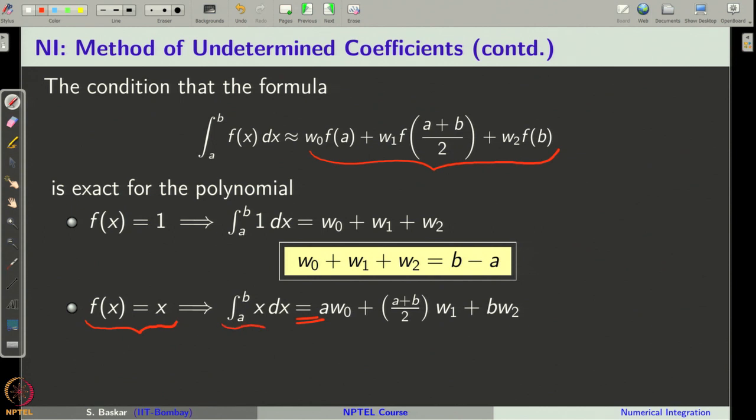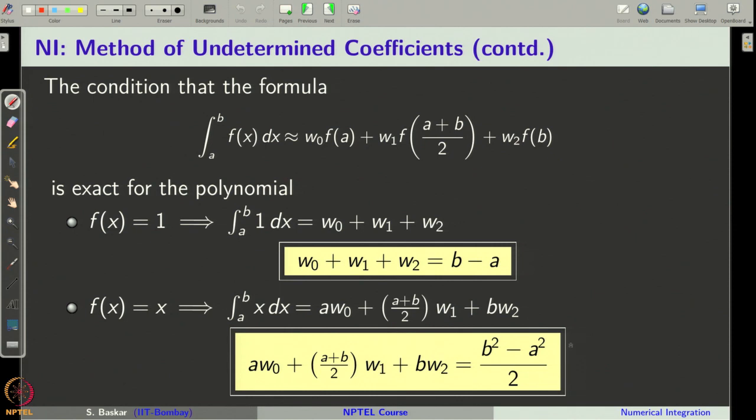The integral is integral a to b x dx, and the right hand side formula now gives you this expression. They both should be exactly equal. That is the condition that we are demanding, right? And again, that gives us this equation. You can observe that these two are equations with unknowns as w naught, w 1 and w 2, and you can also see these are linear in w, right?